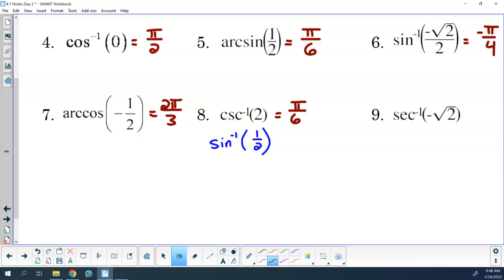Okay? Secant goes with cosine, right? So in my brain here, I'm thinking of inverse cosine of 1 over negative root 2. That's not on the unit circle, is it? What is it? What are you going to do? There you go. I was wondering if you were going to pick up the R word. Okay?